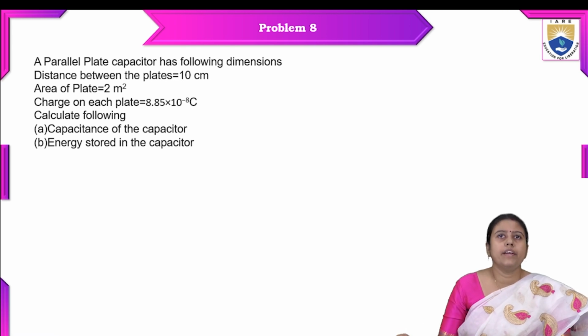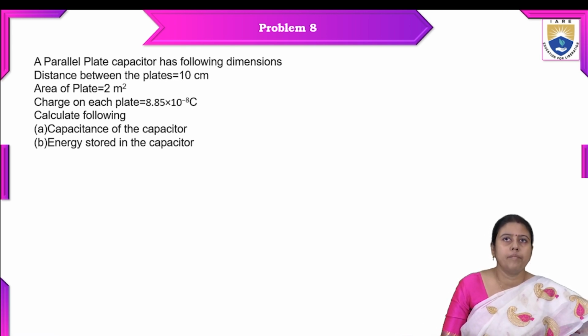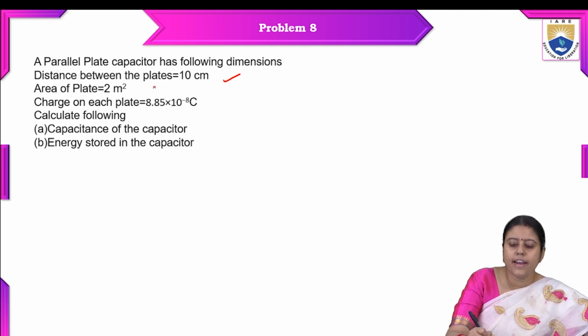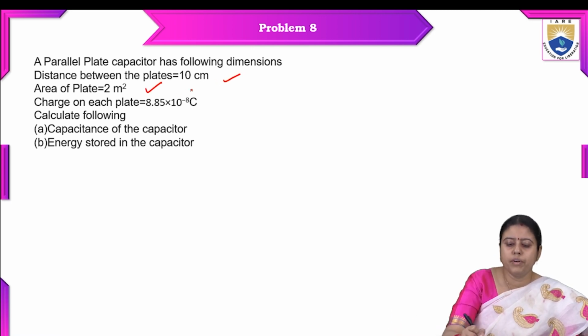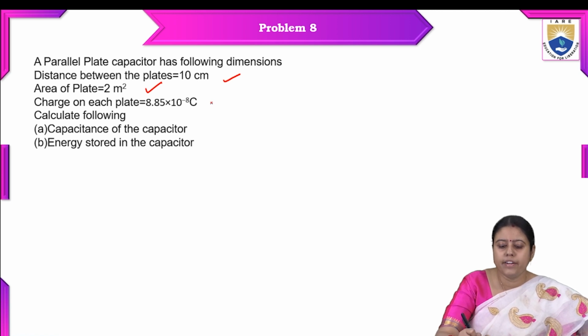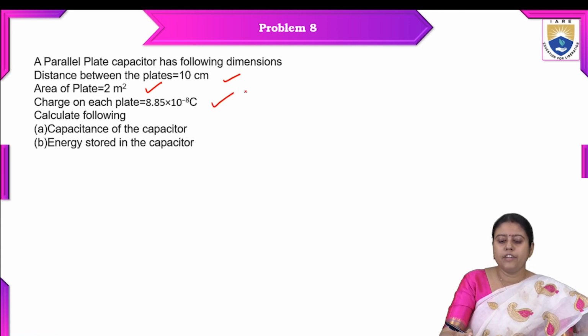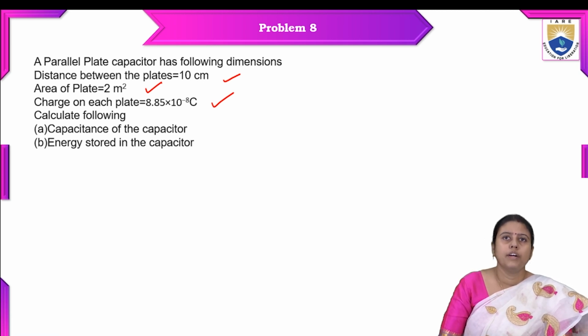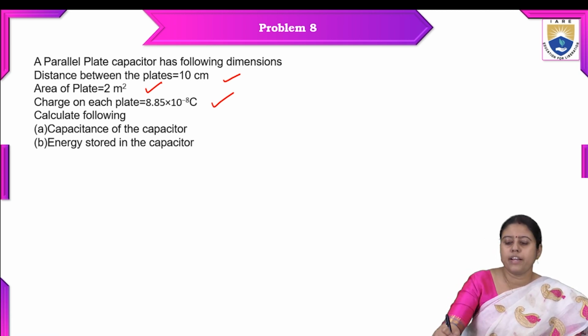A parallel plate capacitor has the following dimensions. Distance between the plates is 10 cm. Area of each plate is 2 meter square. Charge on the plate is 8.85 into 10 to the power minus 8 coulomb. Calculate the capacitance of the capacitor.